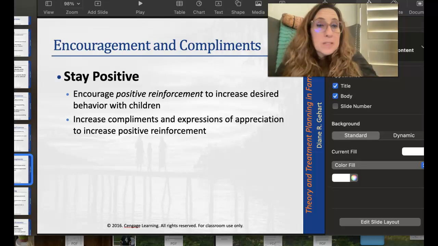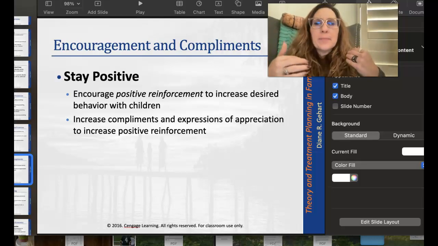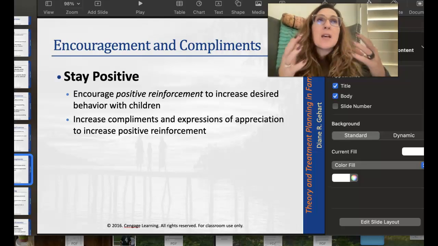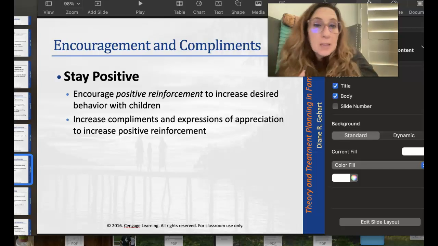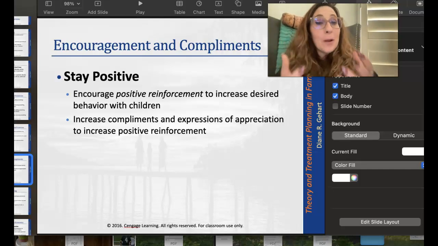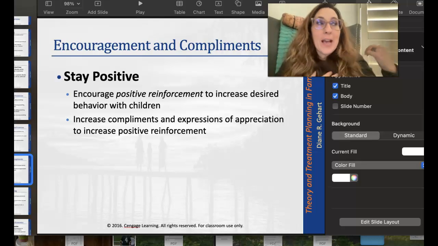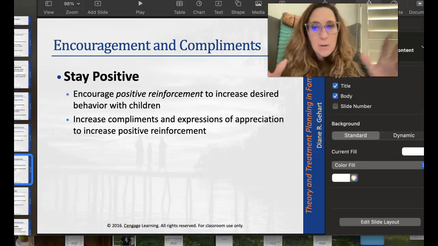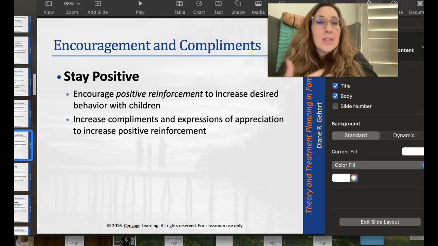We want to encourage people to stay positive, increase compliments and expressions of appreciation. I know when my kid does something that I really appreciate, I always try to say, thank you so much, that made the car ride so much easier without you kicking the back of my seat the whole time. I know it sounds silly, but I really want to express that I'm truly thankful. I don't like to hear yelling and screaming the whole car ride home. It's like my least favorite thing to do. Having those kinds of talks with them can be very, very helpful.